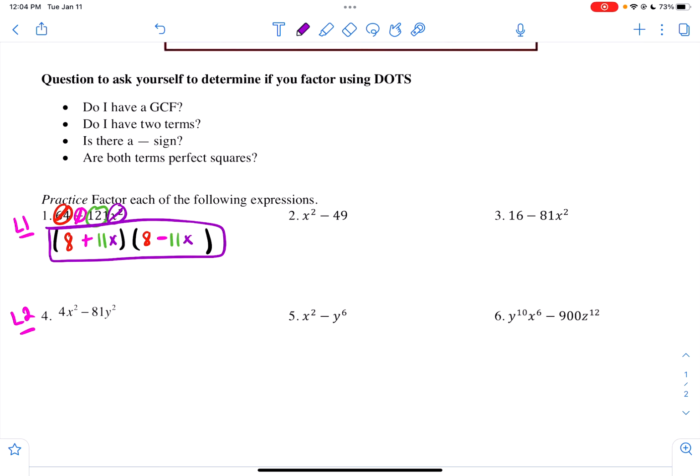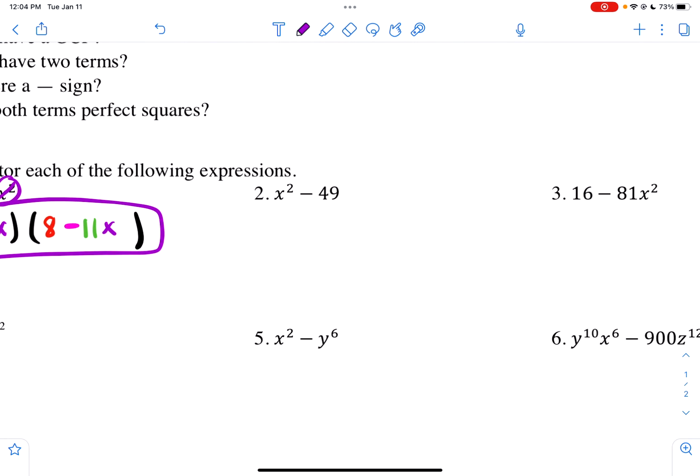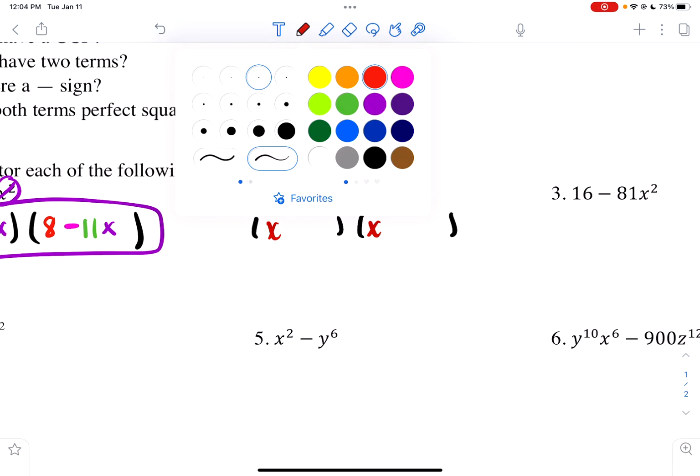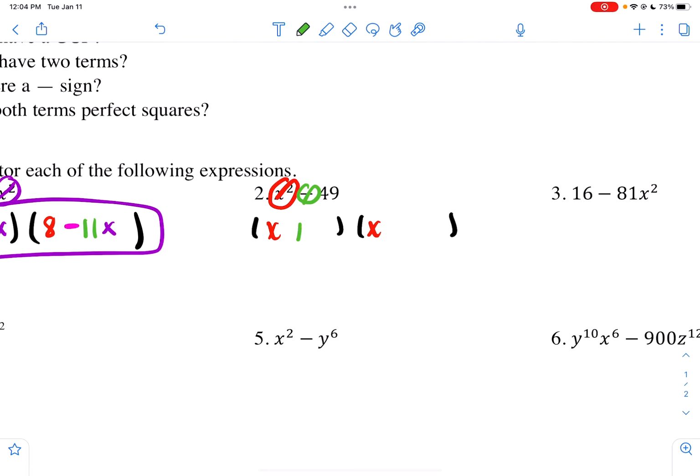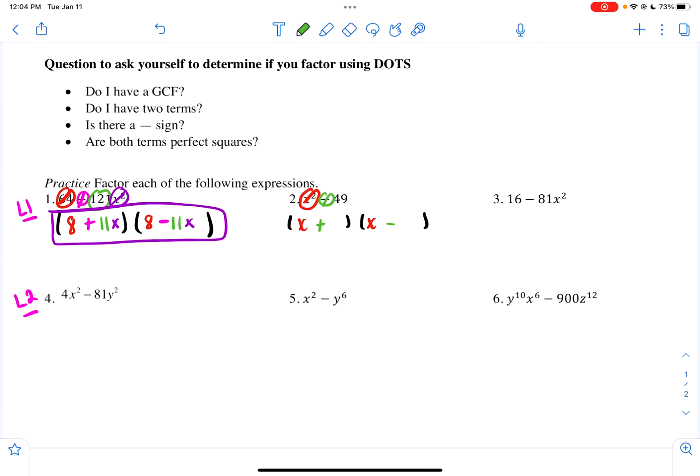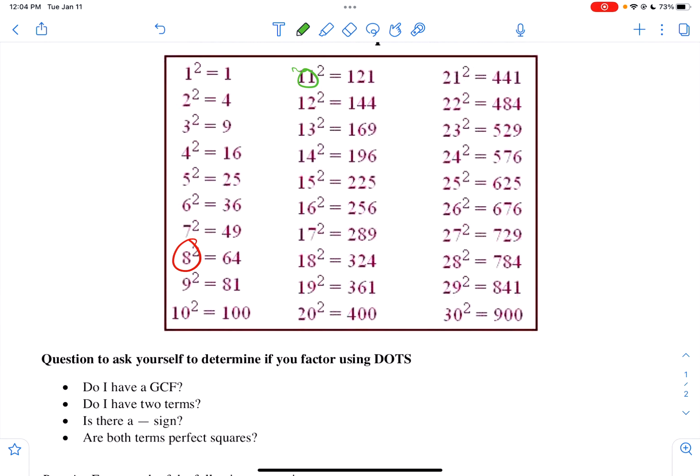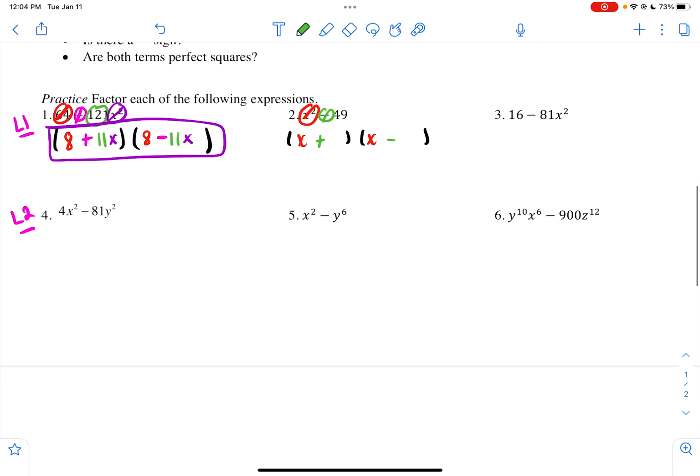Number 2, a little easier. I have x squared minus 49. I immediately do a double bubble. I ask myself, what makes x squared? Well, it's x. What makes a minus? Well, it's a plus and a minus. And then what makes 49? 7 times 7 is 49. So that's how I do dots. I basically take each and every single part of each term and I ask myself, blank times blank is that.